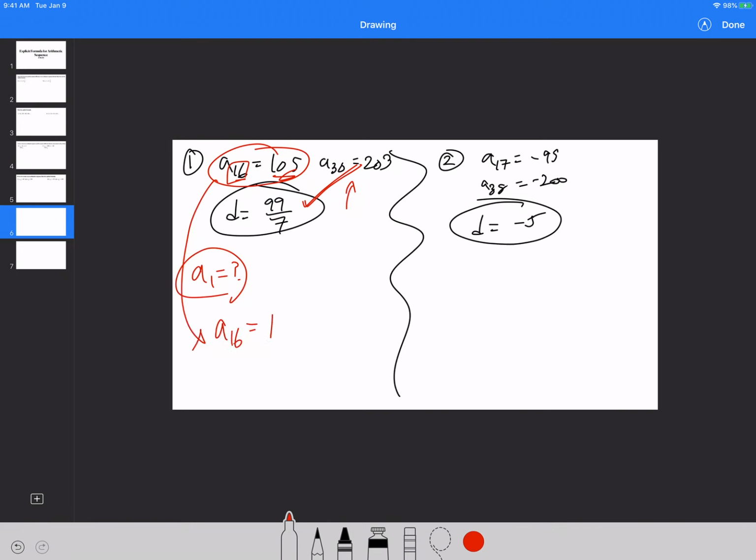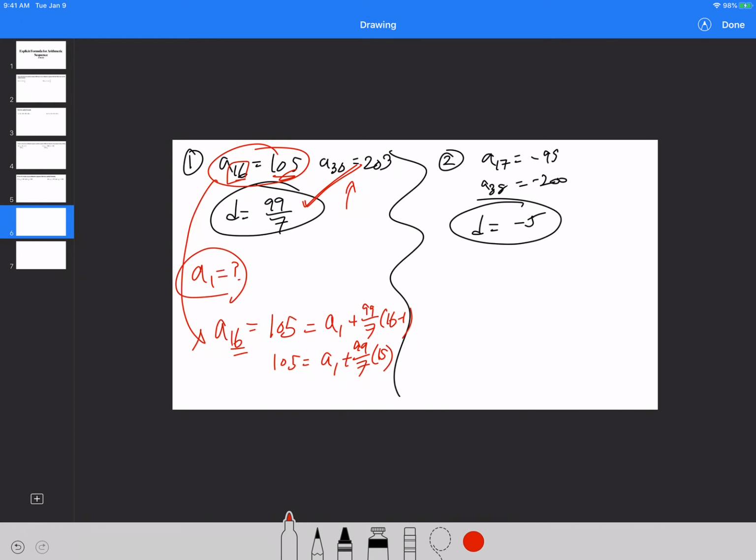A sub 16, which is equal to 105, is equal to, remember, the nth term is 16 now, a sub 1, which we do not know, plus the common difference of 99 over 7. I know that's kind of tricky, but that's what we're going to use, times 16 minus 1. So 105 is equal to a sub 1 plus 99 over 7 times 15. That's what it's going to be.